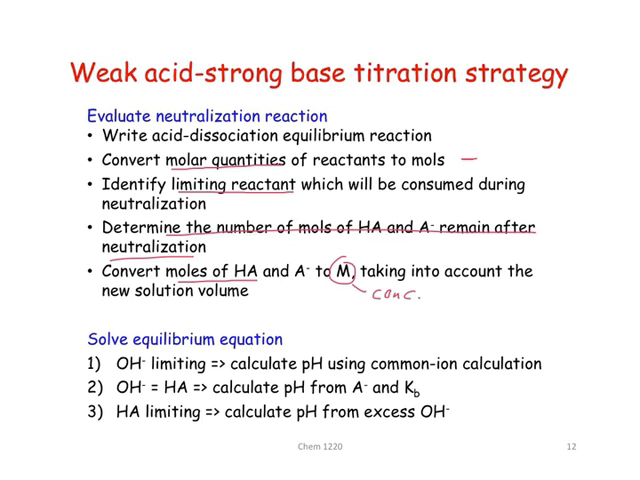Okay, we have these three scenarios. We have where OH, the strong base, is limiting, means we have excess weak acid. And in that case, we do a common ion calculation because we have both acid and conjugate base in solution at the same time.